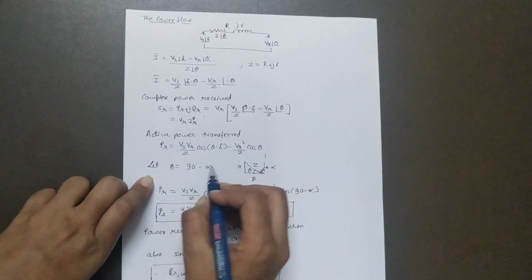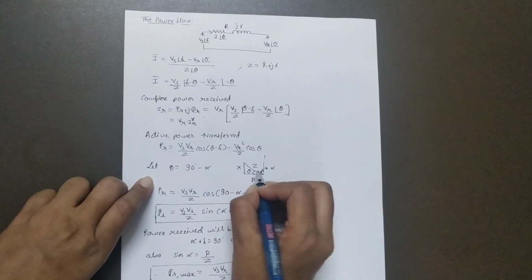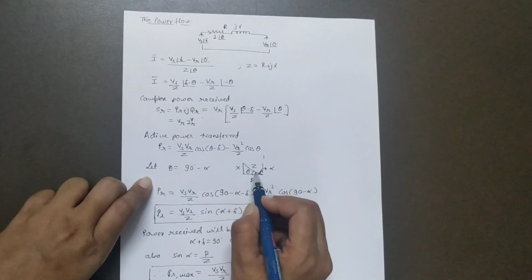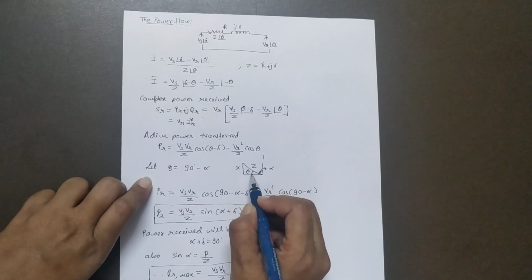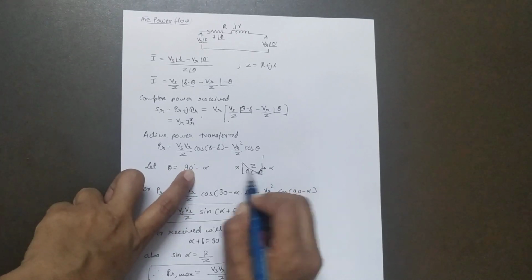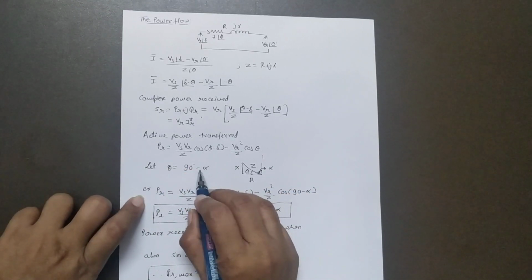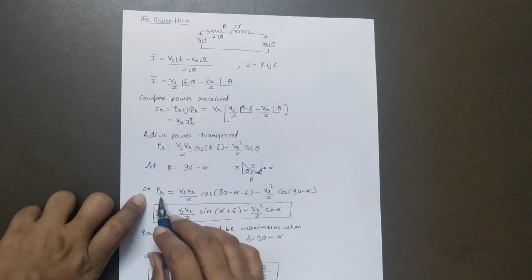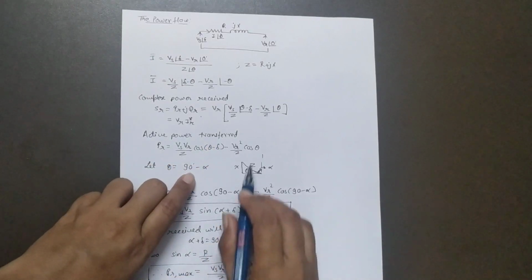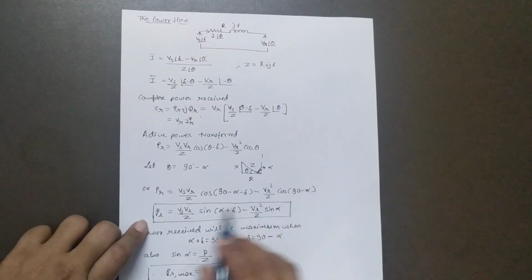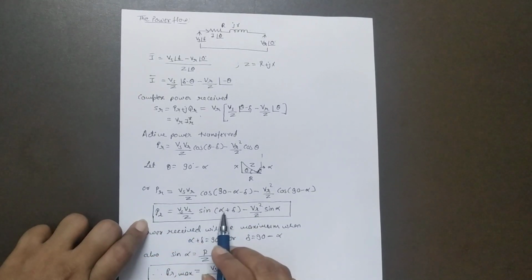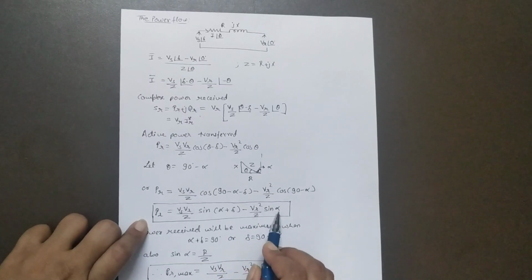Now here we are considering an angle alpha. If Z is the impedance of this transmission line, the impedance triangle would be with an angle theta. So angle alpha is nothing but 90 minus theta, or theta can be written as 90 minus alpha. Substituting this value for theta, we get PR equal to this expression where theta is replaced by 90 minus alpha. So we can rewrite this expression as PR equal to Vs VR upon Z sine of alpha plus delta, minus VR square upon Z sine alpha.